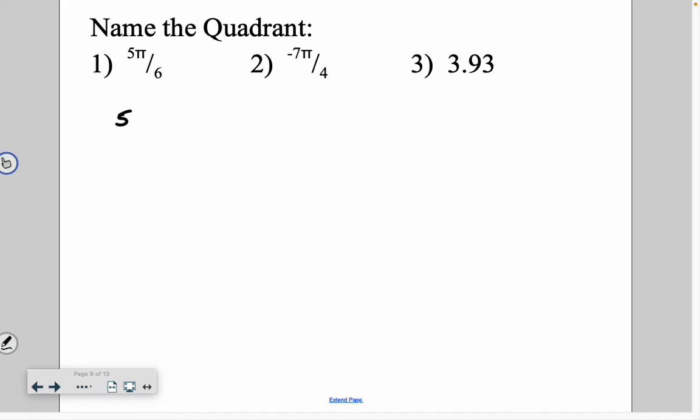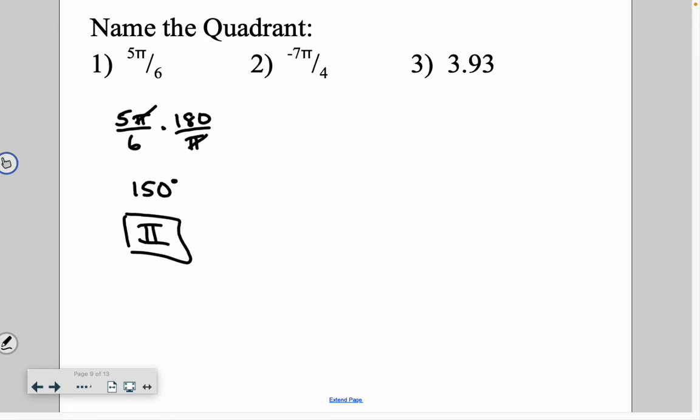So if we take 5 pi over 6 and we're going to convert to degrees, we put the degrees on top, pi on the bottom. The pi's cancel, and now we do the math to get the degree measure. You should end up with 150 degrees. Which means if it's a 150 degree angle, what quadrant are we in? We're in the second quadrant. Yep, this is quadrant number 2. So that is the right answer.